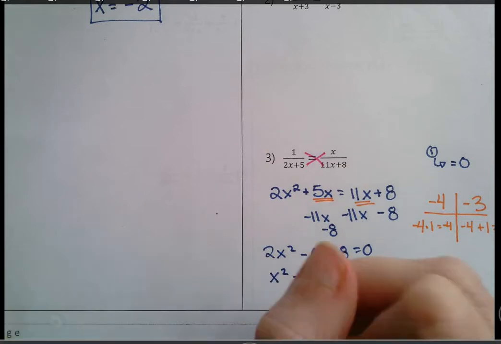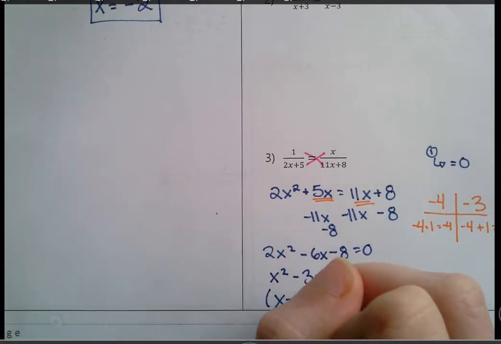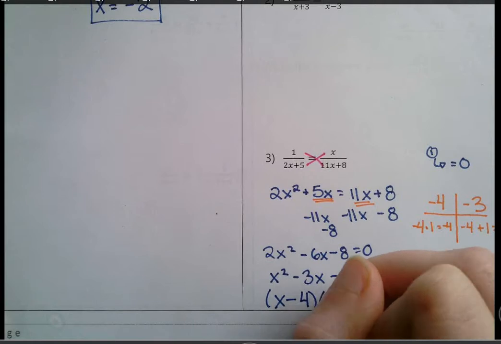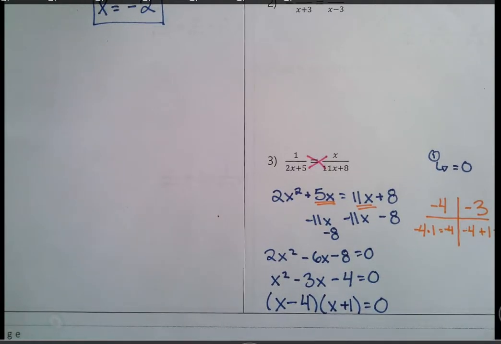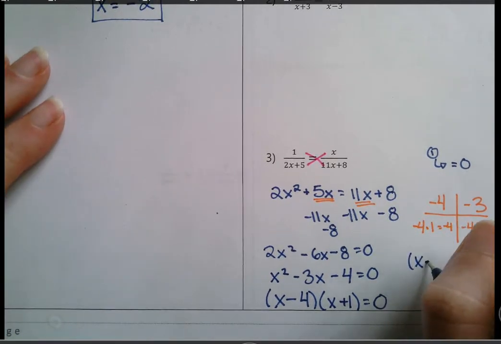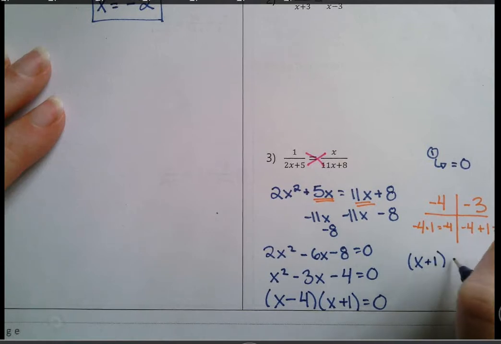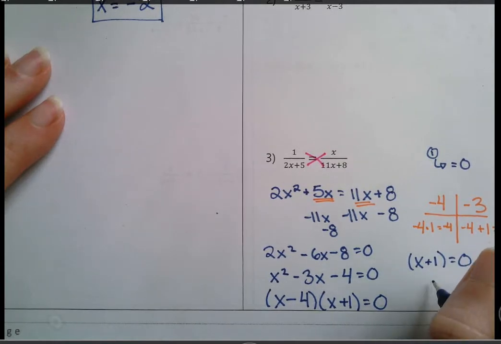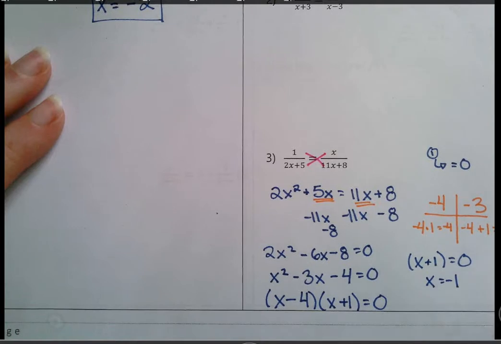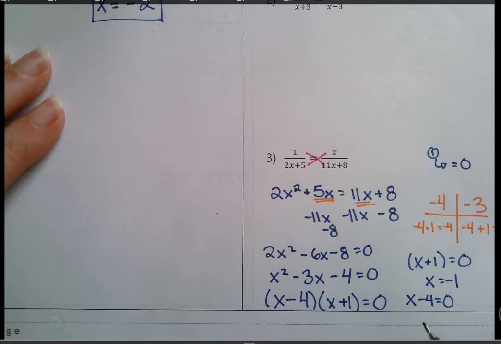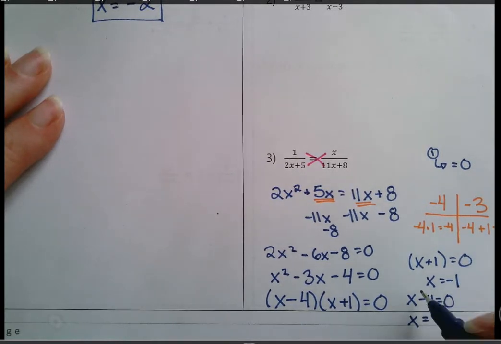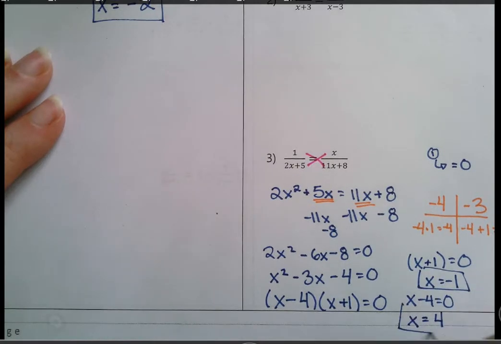So my factors in this case are going to be an x minus 4 times an x plus 1 equals 0. What I do now is I take each of those factors and set them equal to 0. I have an x plus 1 equals 0. So that means x equals negative 1. And then for the other one, x minus 4 equals 0. Well, x equals a positive 4. So we would have 2 solutions for this one.